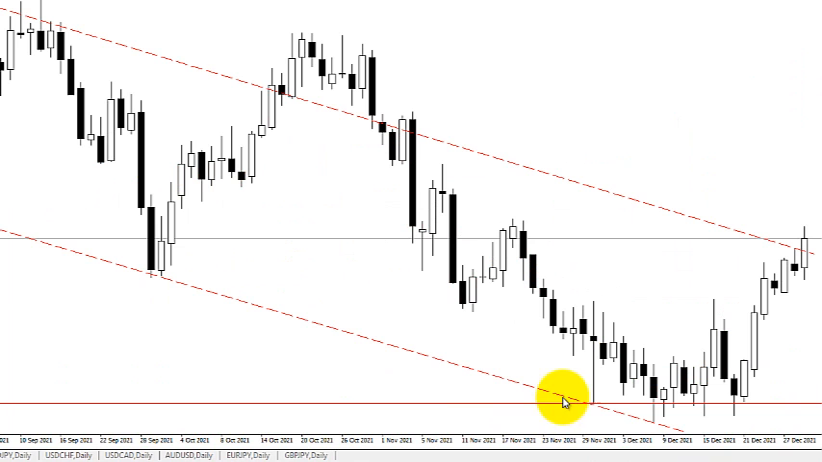Let me show you what I mean. So this is the daily time frame. You see me going back to this chart all of the time. This is the pound dollar daily time frame. You see me going back to this chart. We talk about it all the time.